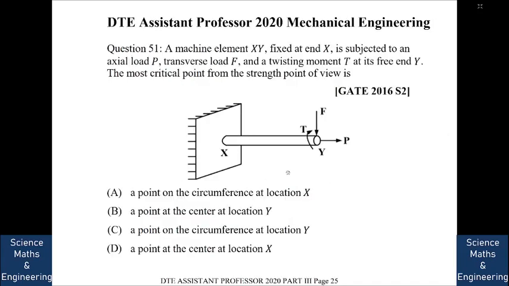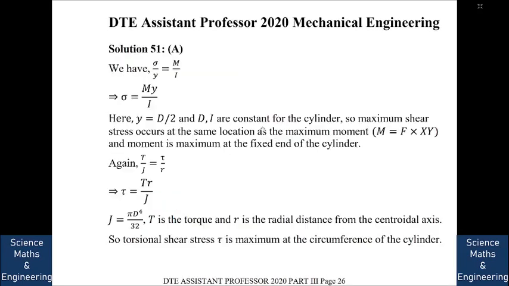Okay, next question. A machine element XY fixed at X is subjected to an axial load T, transverse load F, and a twisting moment T at its free end Y. The most critical point from the strength point of view is, so the most critical point would be the point where the failure chances are the maximum. So let us see. See, we have sigma by Y is equal to M by I. So sigma would be equal to My by I.